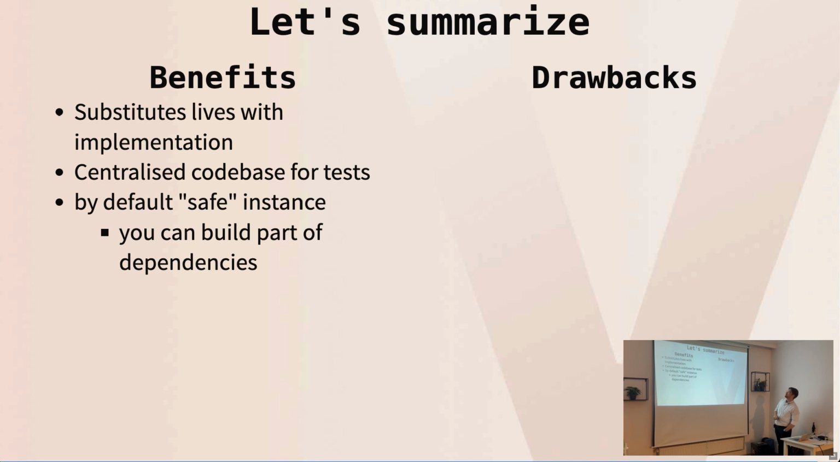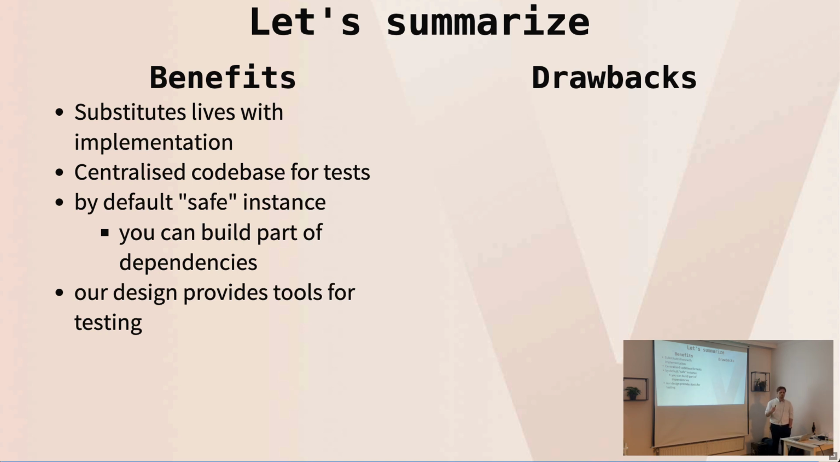Okay. By default, we create safe instances, so we can create a partial dependency. I already said that. So in general, you can play safely with your instance. Nothing will break or explode. What else? Also, by design, you provide a tool for testing. And yes, you might think that, oh, I create a gem and I not only need to test my gem, but I also need to provide a testing tool for my gem and test this testing tool. It's twice the amount of code.